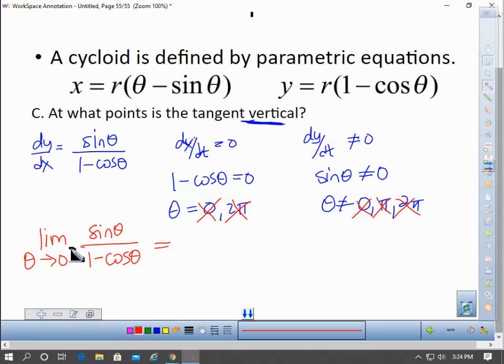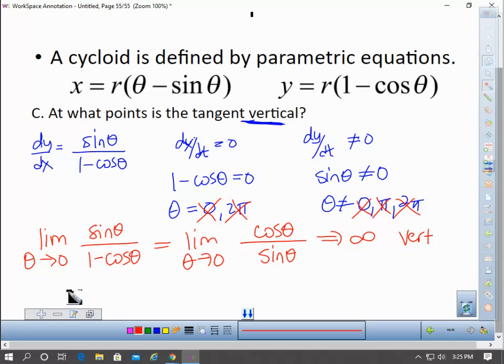So we're going to do L'Hopital's rule. Sine of 0 is 0, cosine of 0 is 1, so that gives me 0 over 0. So now I'm going to do the limit with L'Hopital's rule. The derivative of sine is cosine. The derivative of 1 is 0. The derivative of negative cosine is sine. So now when you put a 0 in here, this is going to be 1 over 0. So this answer goes to infinity. That means there actually is a vertical tangent line here.